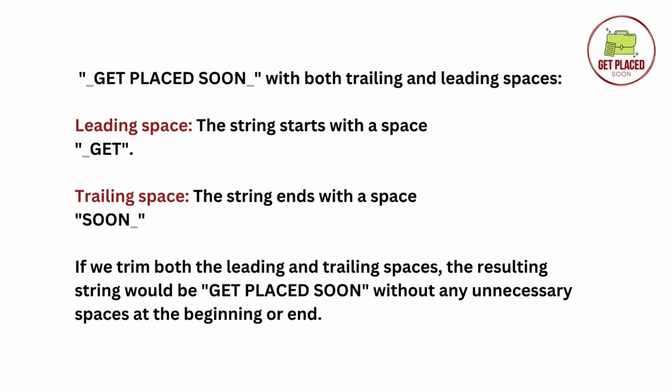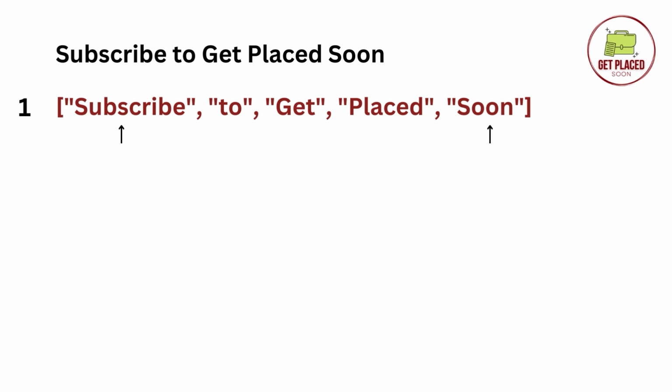Now let's see how to do that, and let's check the new approach here. Now consider the string subscribe to get placed soon. So similar to earlier, we split this string into array of substrings. So subscribe to get placed soon. Now the idea here is to use two pointers. One is left pointer and the other is right pointer. Left pointer is set to 0, that is the starting of the index in the first word, and right pointer is set at the end of the array. So it's the last index.